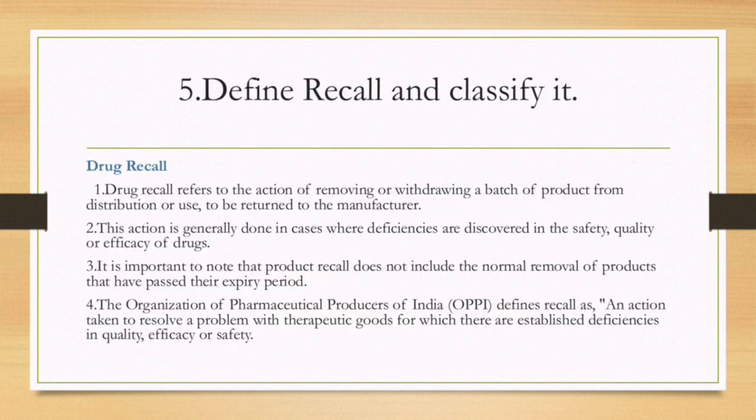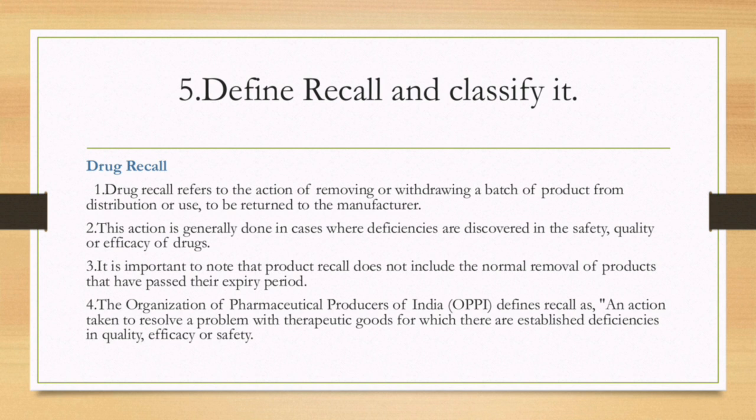Define recall and classify it. Drug recall. Drug recall refers to the action of removing or withdrawing a batch of a product from the distribution or the use to be returned to the manufacturer. Second, the action is generally done in case where the deficiencies are discovered in the safety, quality, or the efficacy of the drug. Third, it is important to note the product recall does not include the normal removal of the product that has passed their expiry period.